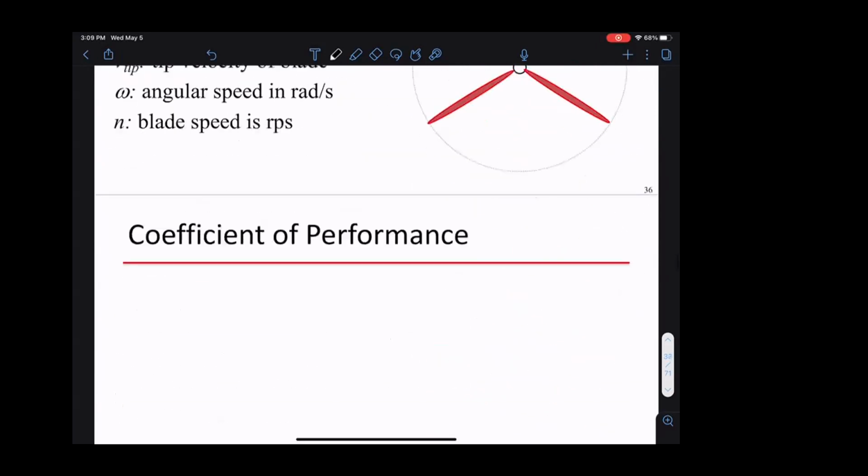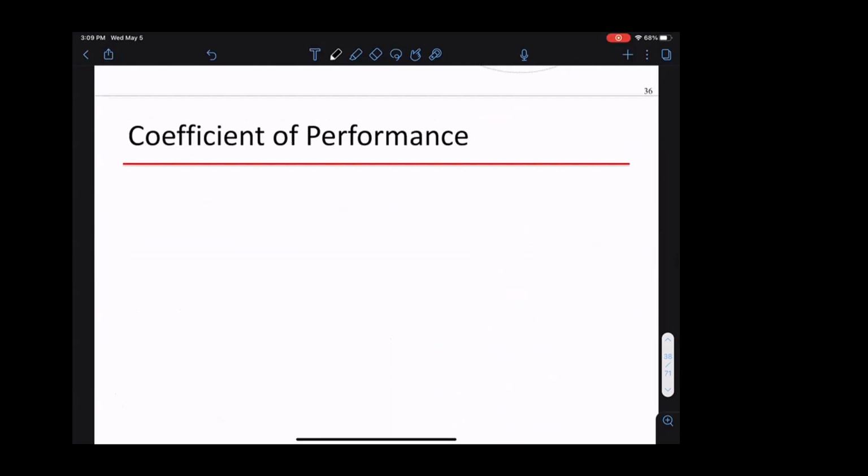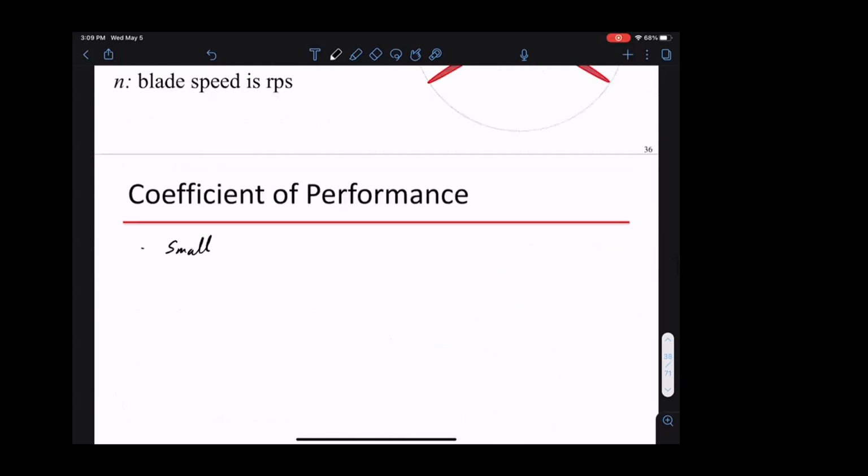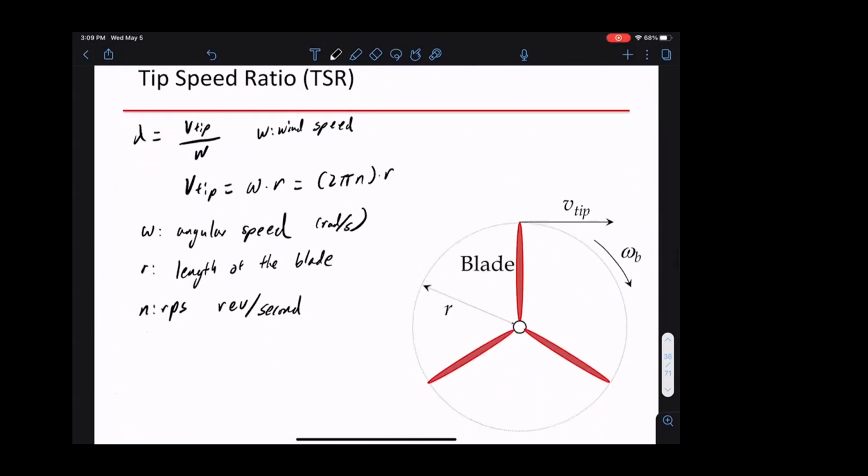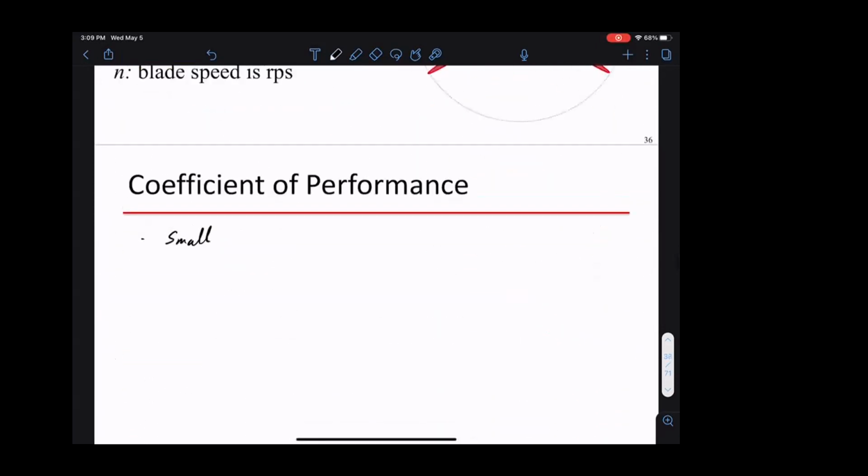So, okay, if you look at the coefficient of performance, then you think about it. This is called the tip speed ratio, TSR. If we measure a very small TSR, do we extract a lot of power? So if my blade is moving very slowly relative to the wind speed, what's happening there?